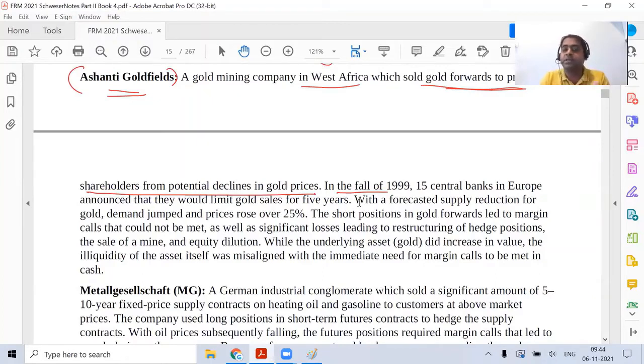When this event triggered, market participants reacted with huge demand, and that led to the price increasing by how much? Price increasing by 25%. Now, because of this increase, the short position which they were holding started losing. Why? Because the actual price in the market is very high, but you have to sell at a very low price. And obviously, if you want to make profit, you'll have to go against the forward contract that you have done. Now over here, they have explicitly mentioned this led to margin calls.